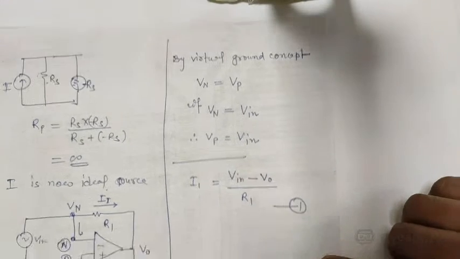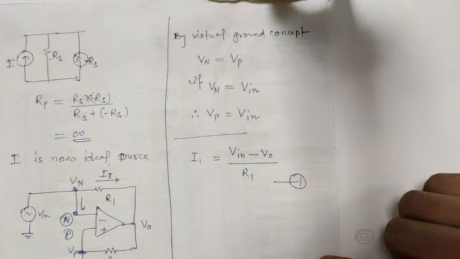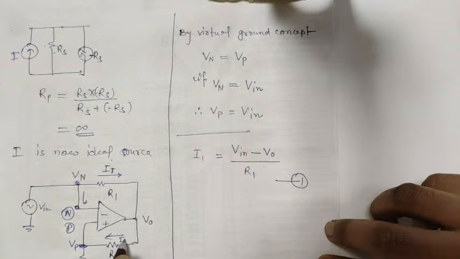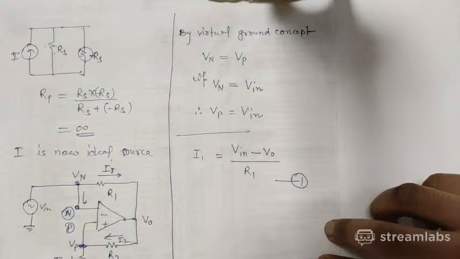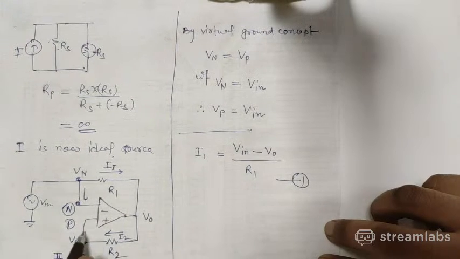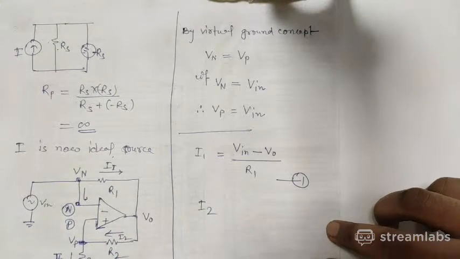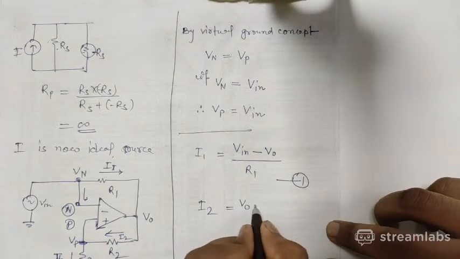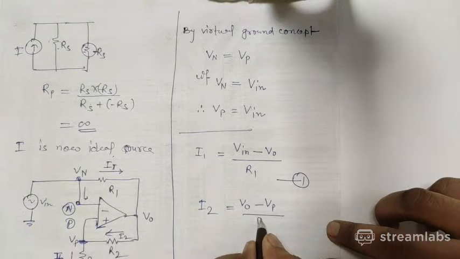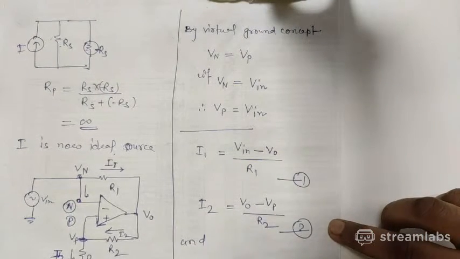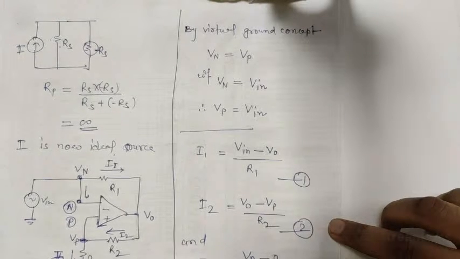This is equation number 1, and this current will be equal to, this current is I2 suppose, and this I2 will flow also from here because there is no current going into the op-amp, it is ideal. So I2 is equal to V0 minus Vp upon R2, equation number 2, and I2 is also equal to Vp minus 0, this is 0, upon R3.